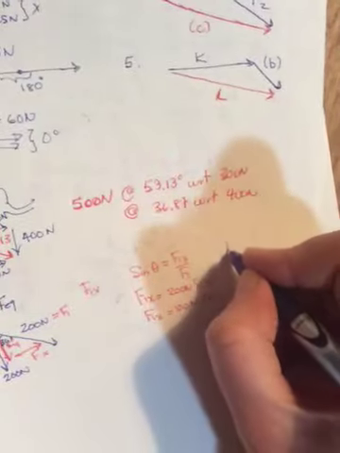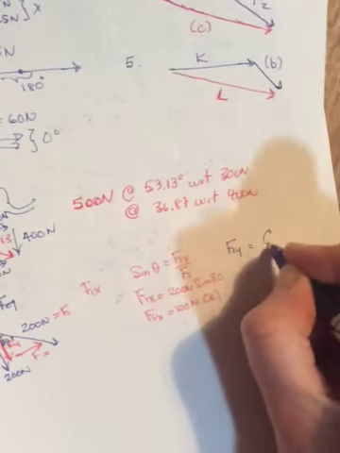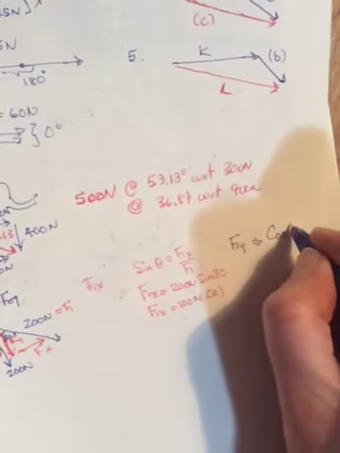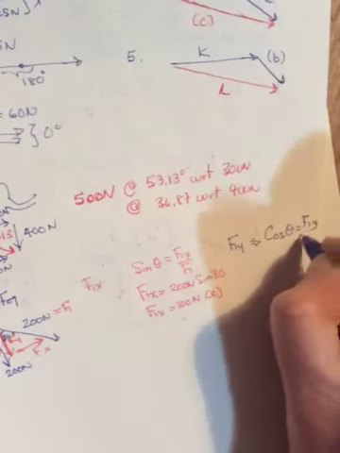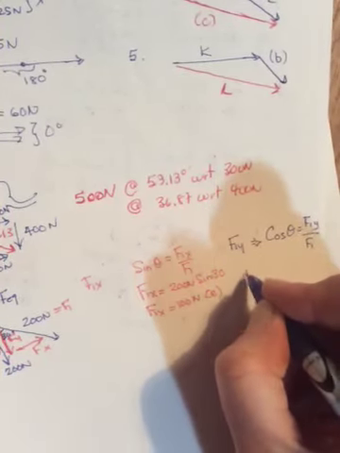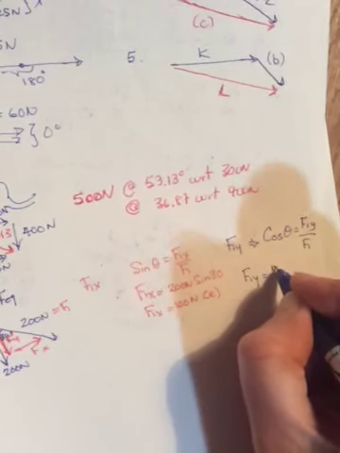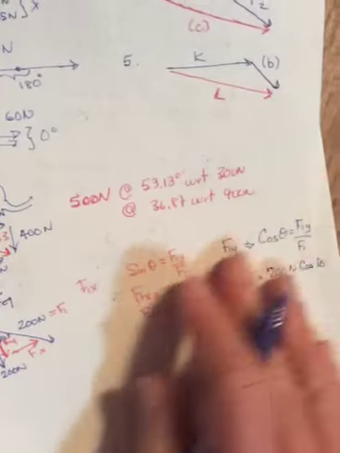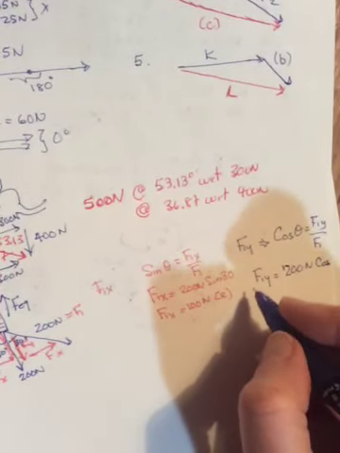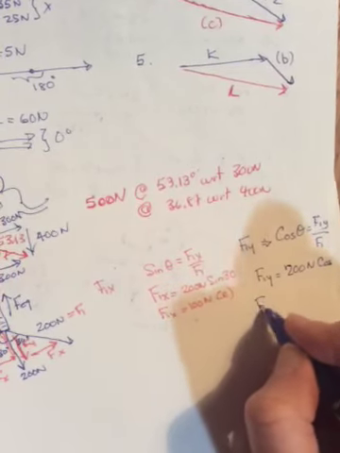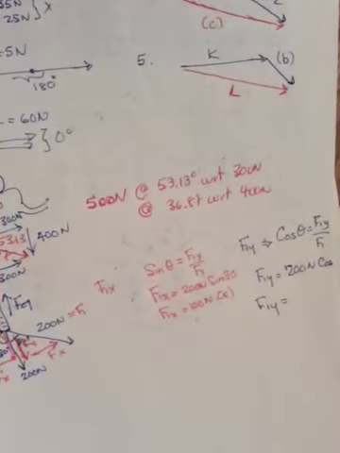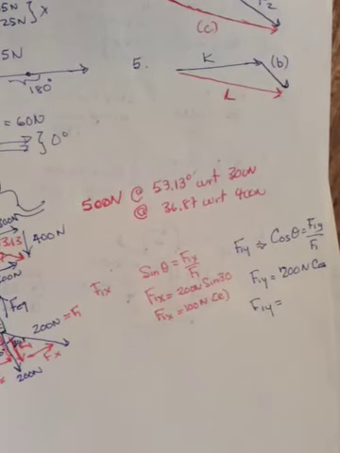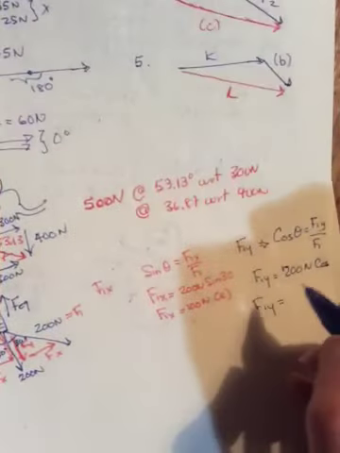So we need to find F1y. And if x was sine, then y should be cosine because it's the adjacent side. So cosine theta will equal F1y over F1. So F1y will equal 200 newtons cos of 30. Cos of 30 is 0.866 times 200. So F1y should be 173.2 newtons.